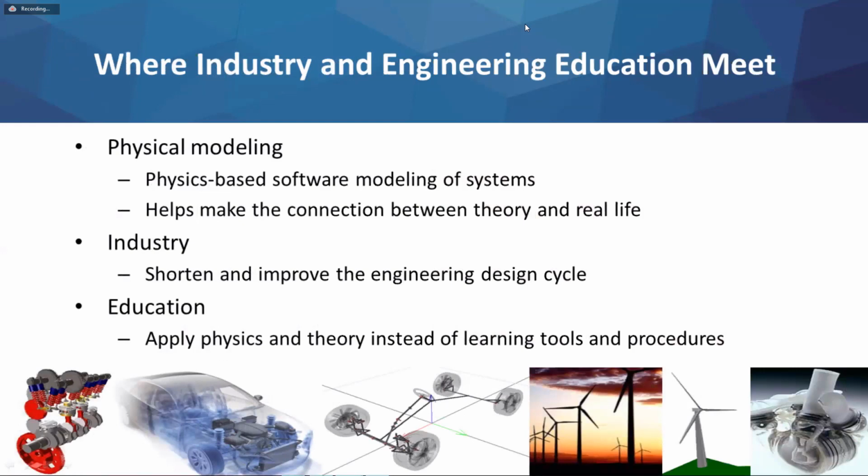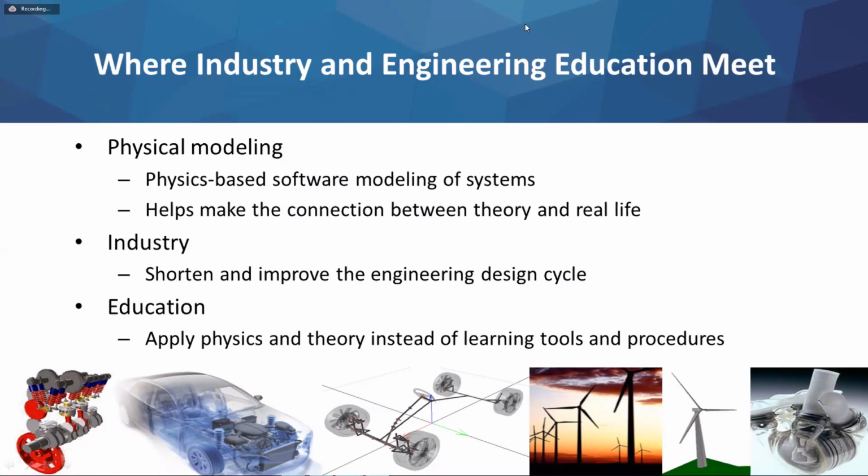So what is physical modeling, you might ask? Model-based design, sometimes referred to as model-based engineering, is physics-based modeling or physics-based software modeling of systems. So instead of modeling equations of a system, it's possible to directly model the system itself with all of its associated physical laws. So current, voltage, resistance, mass, velocity, and so on.